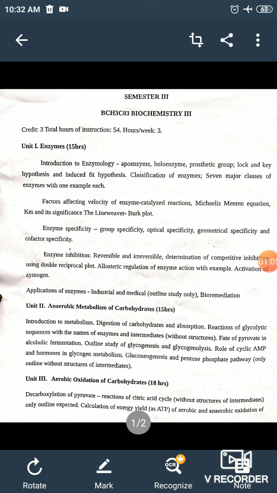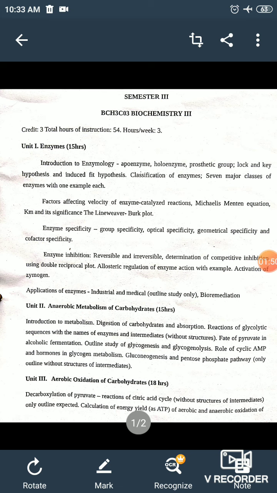So when you talk about the third semester syllabus, we have 4 units, of which the first unit is enzymes. So the enzyme unit covers almost every aspect of enzymes, including the chemical nature of the enzyme, their functions, their applications, and how these enzymes are classified on a scientific basis, and how the actions of enzymes are affected by different physical factors and chemical factors also.